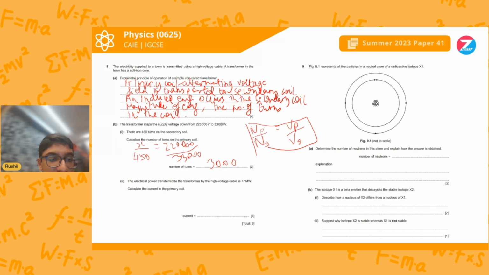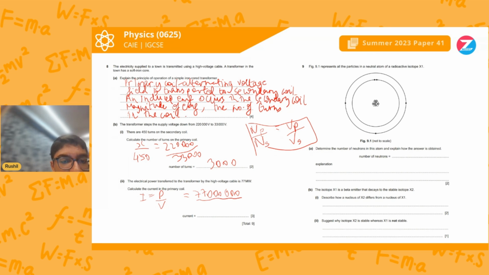Next up, we have: the electrical power transferred to the transformer by the high voltage cable is 77 megawatts. Calculate the current in the primary coil. So, as we were talking about last question, current is equal to power by voltage. P is equal to IV. So, the power as we have been given in the question is 77 million watts.